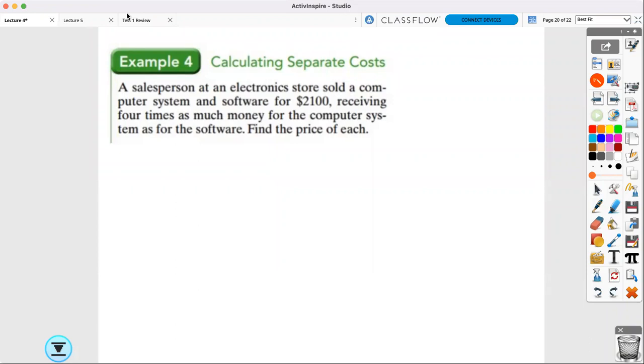All right, let's take a look at example 4, guys. The last one of 3.4. A salesperson at an electronics store sold a computer system and software for $2,100, receiving 4 times as much money for the computer system than for the software. Find the price of each.